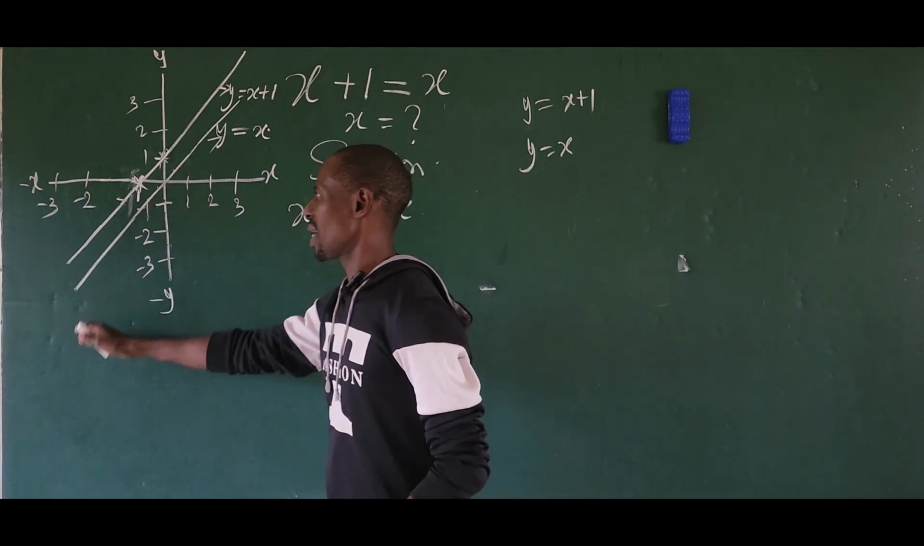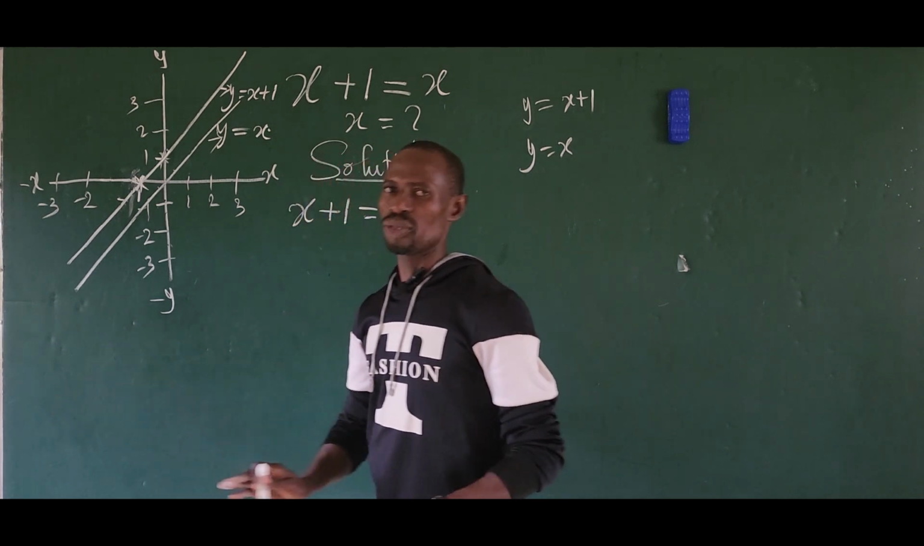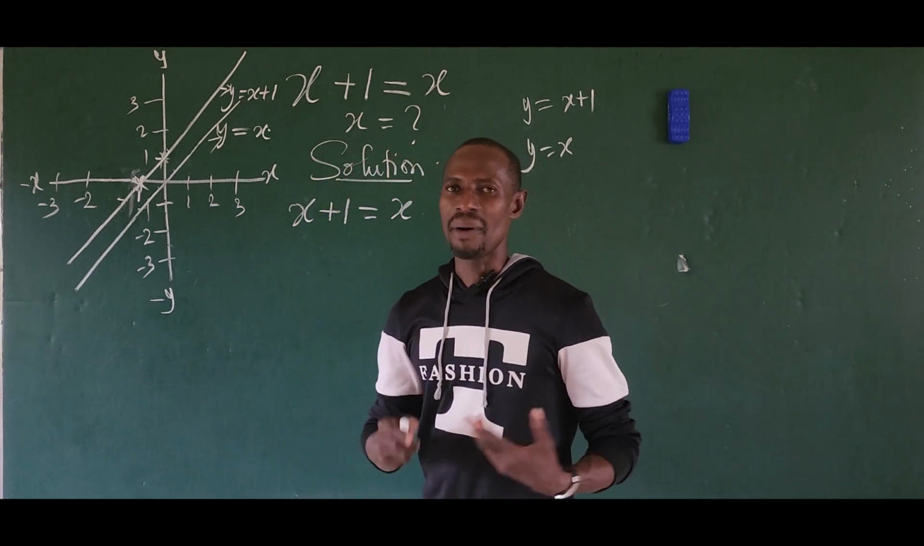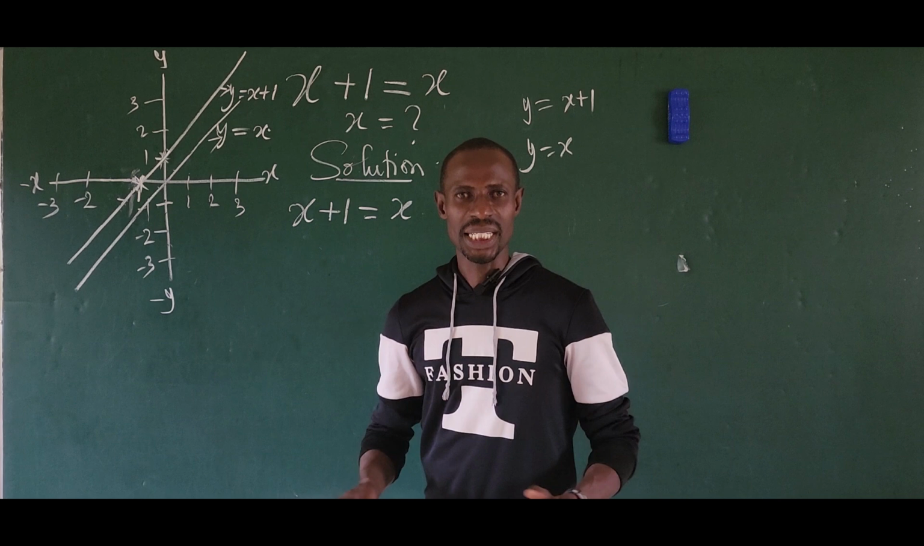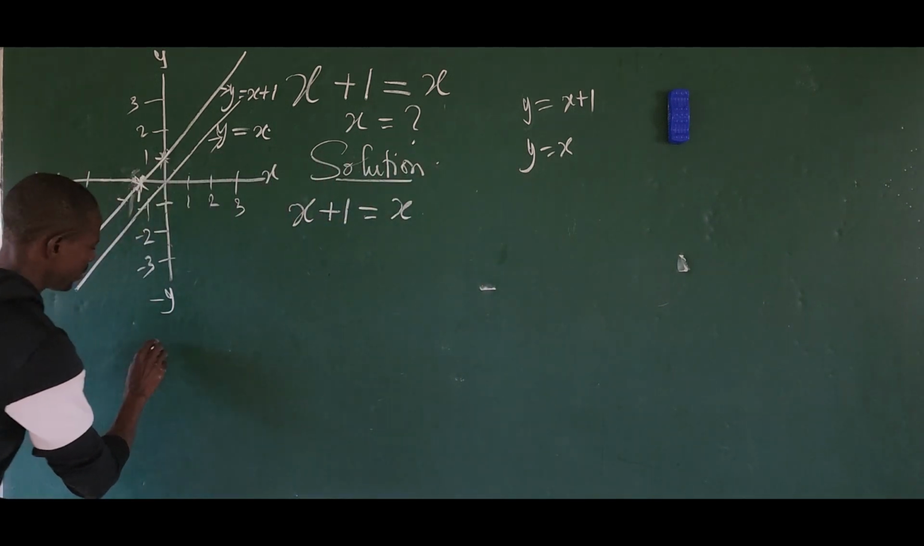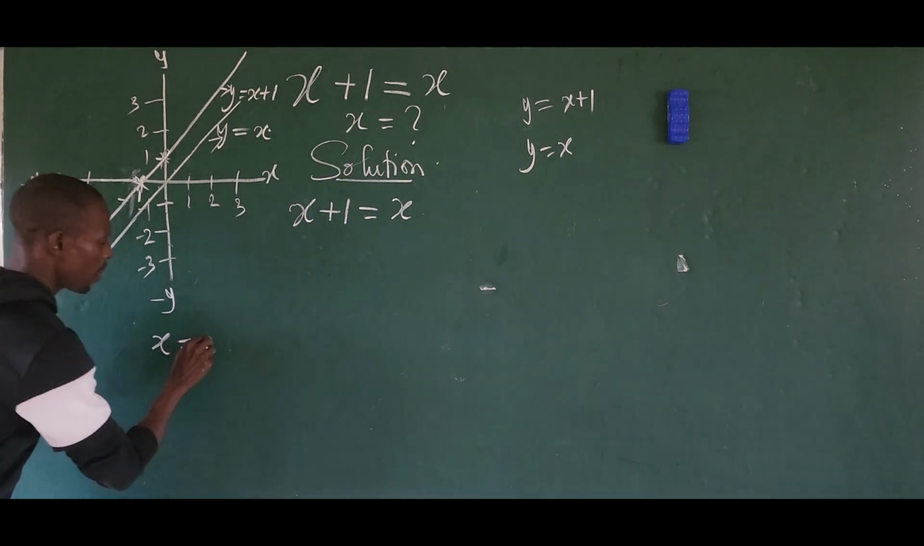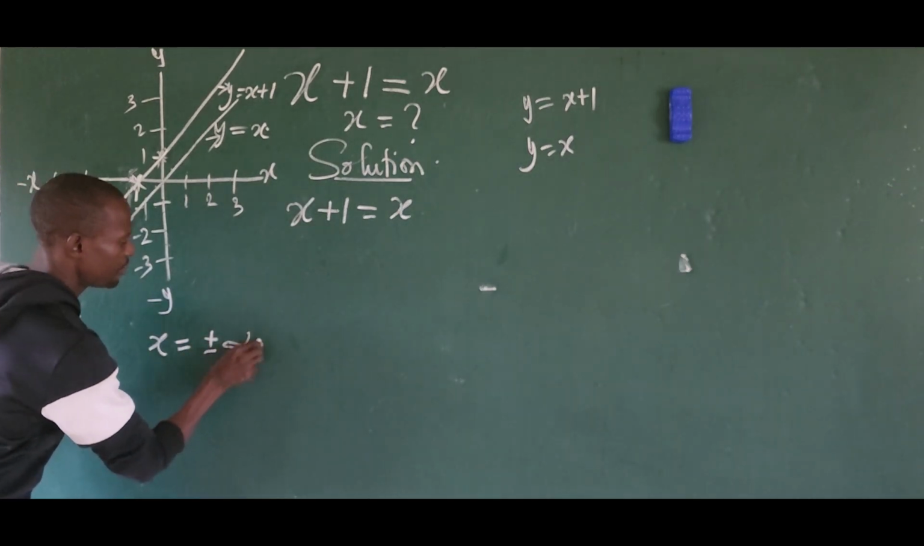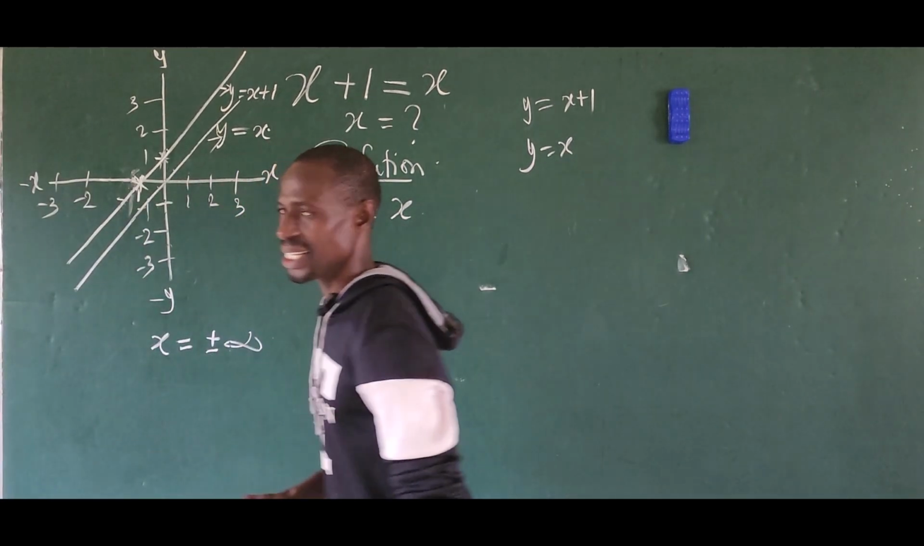And if we trace this down on the negative side, it will also not meet. So this is going to give us positive and negative infinity. So from the graphical method, we're going to have x equals plus or minus infinity. All right, so this is the answer.